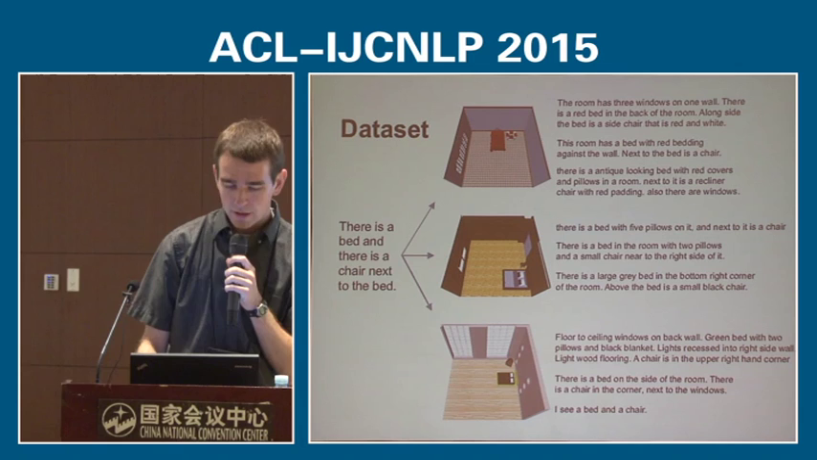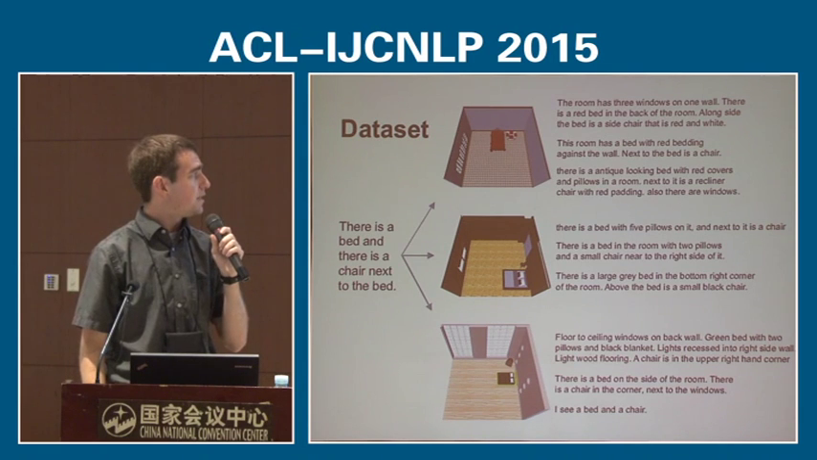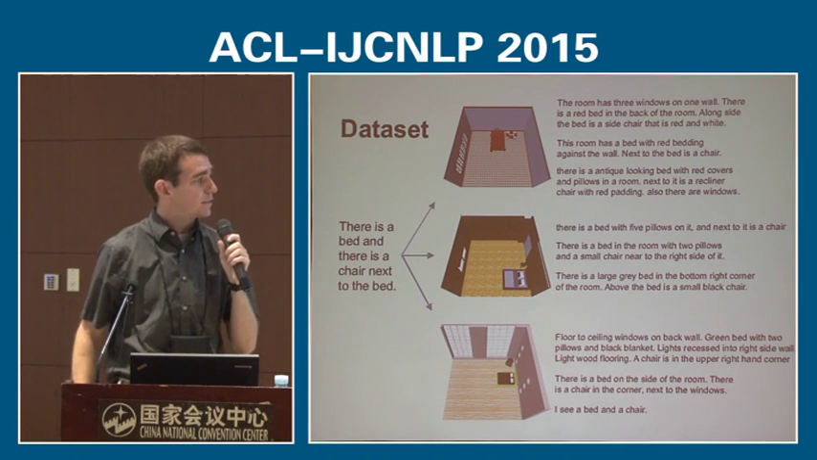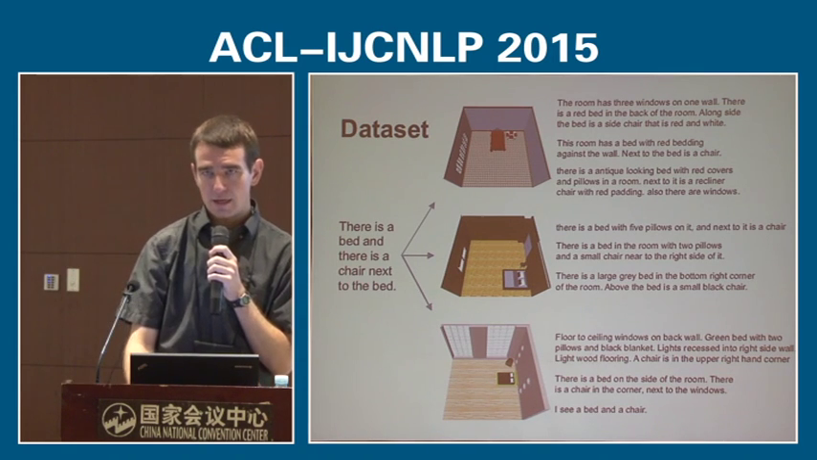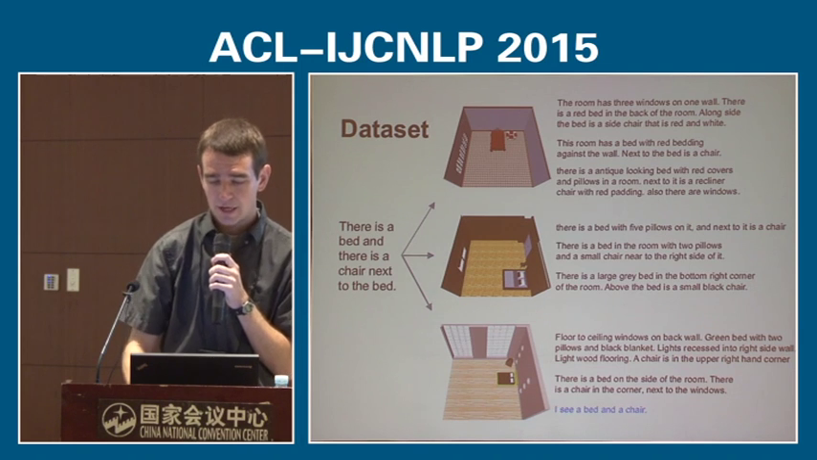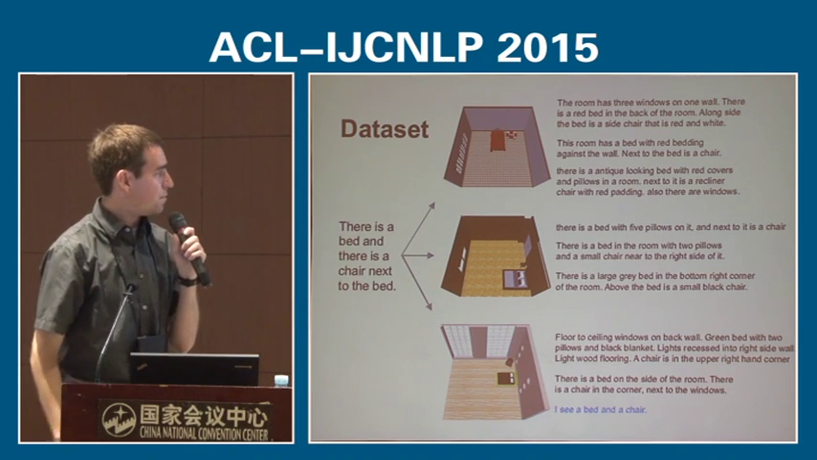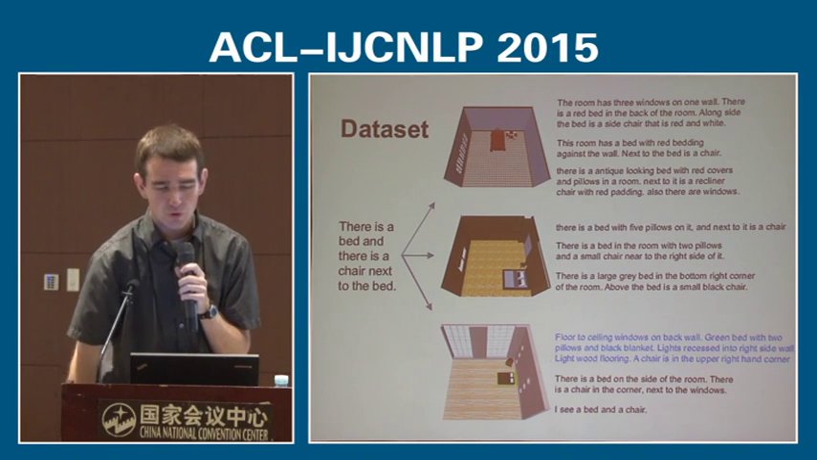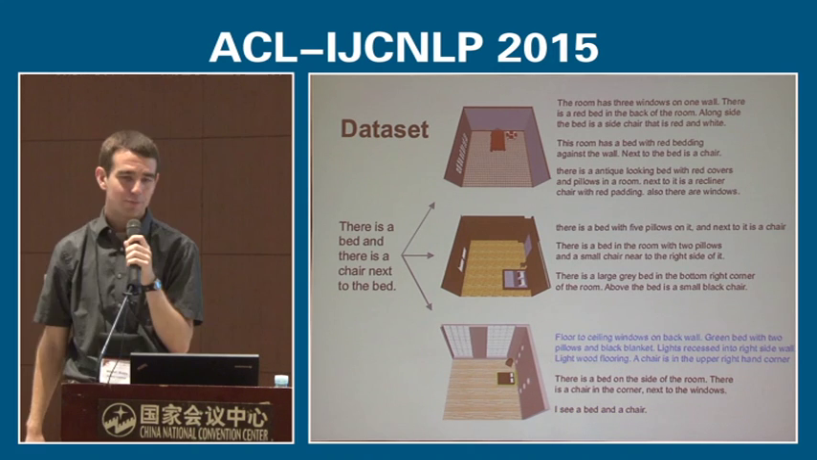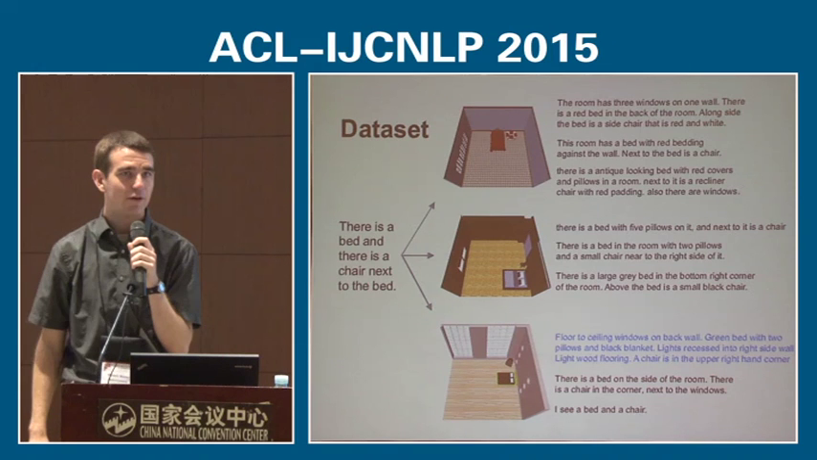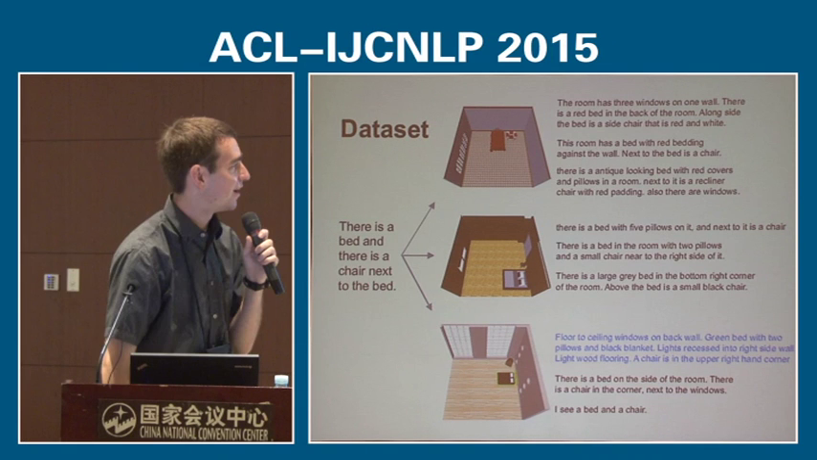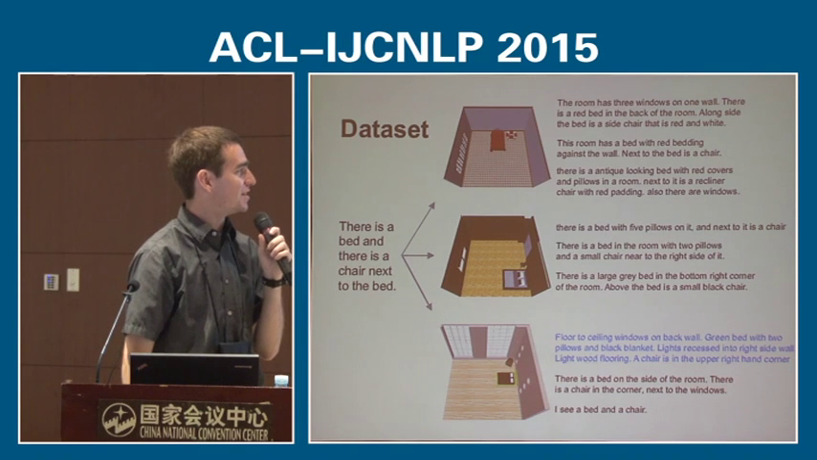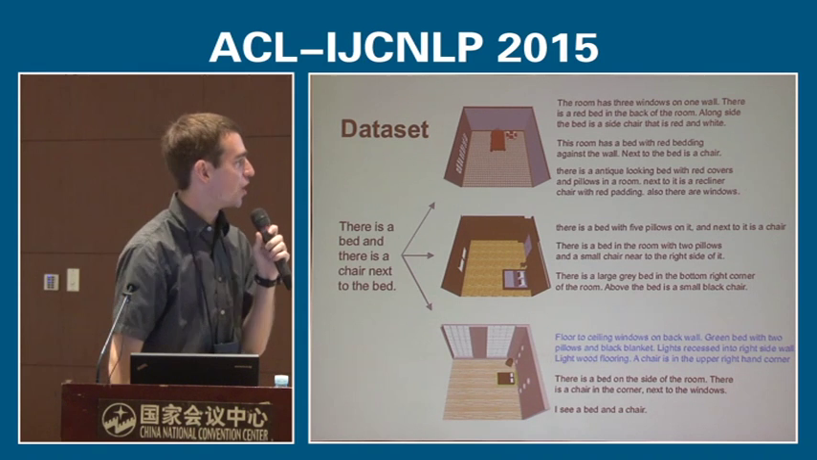You can see that not only is there a lot of variety in the scenes that are produced, so these 3 scenes are all from the same seed sentence, but also you see a lot of variety in the descriptions that we get in the final step. So everything from the minimalist, "I see a bed and a chair," to much more elaborate descriptions, something that might come straight out of a home design manual, like "floor-to-ceiling windows on the back wall, lights recessed into the right side wall, light wood flooring," and so on.